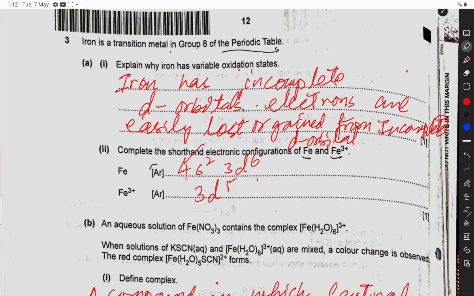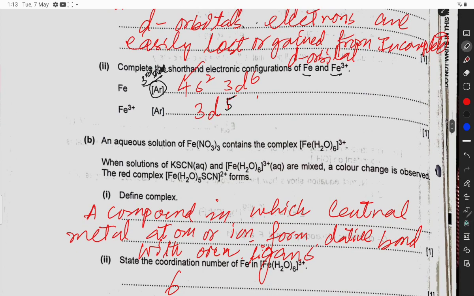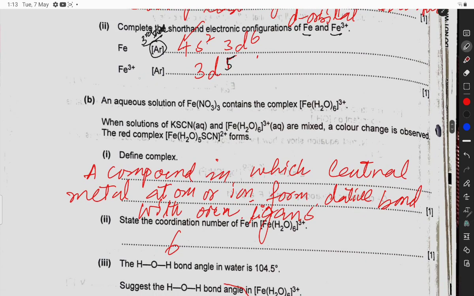So this is argon, which means we are supposed to start from the fourth shell. This is the electronic configuration up to the third shell. So now we are supposed to write down the fourth shell electronic configuration of iron. This is 4s2 and 3d6, and for iron 3+ this is 3d5. 3 electrons are lost, 2 electrons from the s shell and 1 electron from the 3d orbital. So 3d5 for iron 3+.